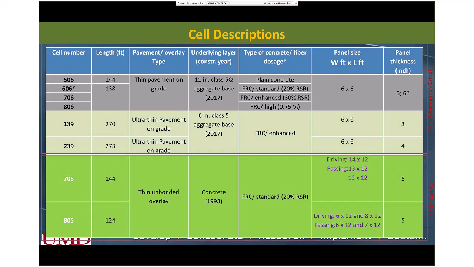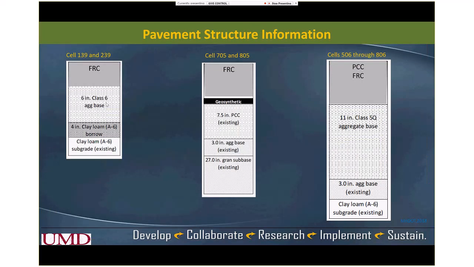All right, in terms of the cross section, cells 139 and 239 were constructed on a 6-inch class 6 aggregate base, kind of weak, I would say. On the main line, cells 705 and 805 were constructed on top of existing concrete. A geosynthetic, non-woven geosynthetic layer was used as a separator. And 506 through 806 was constructed on a solid, very thick base, 11-inch of class 5.